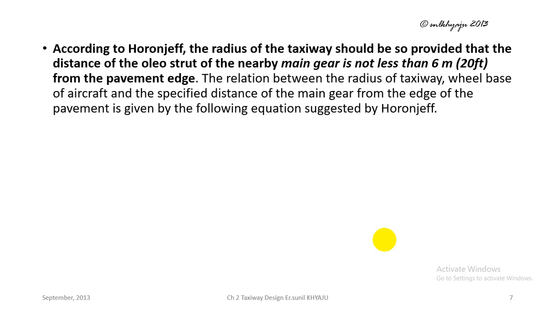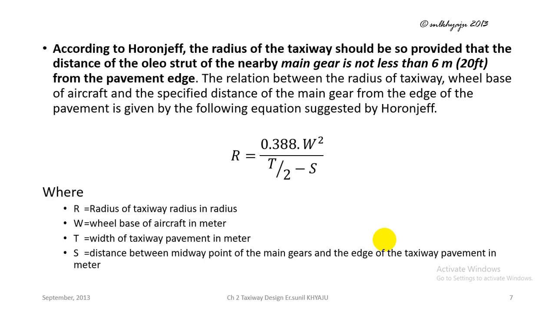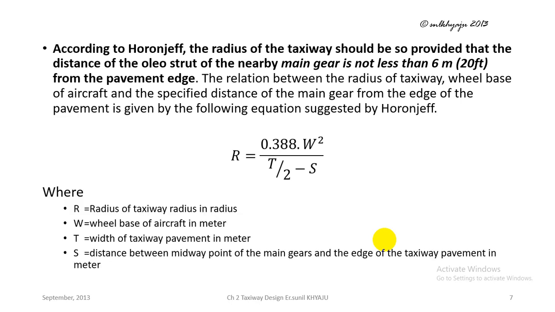According to Horonjeff, the radius of taxiways should be provided so that the distance of the outside strut of the nearby main gear is not less than 6 meters from the pavement edge. The relation between the radius of taxiway, wheelbase of aircraft, and specific distance of main gear from the edge of the pavement is given by the following equation suggested by Horonjeff: R equals 0.388 W squared divided by (T by 2 minus S), where R is the radius of taxiway in meters, W is the wheelbase of the aircraft in meters, T is the width of taxiway pavement in meters, and S is the distance between the midway point of the main gear and the edge of the taxiway pavement in meters.